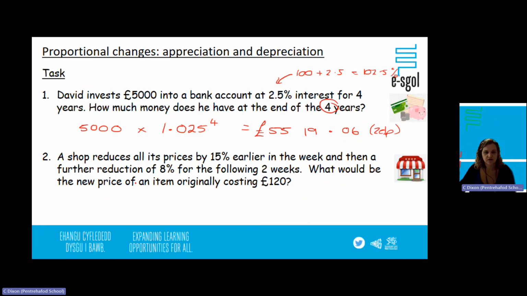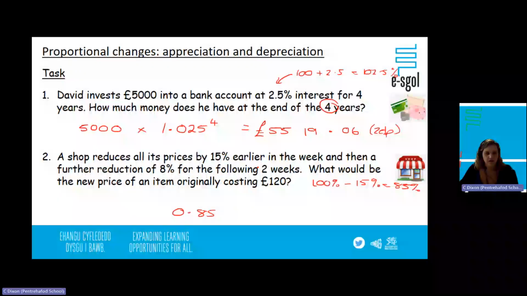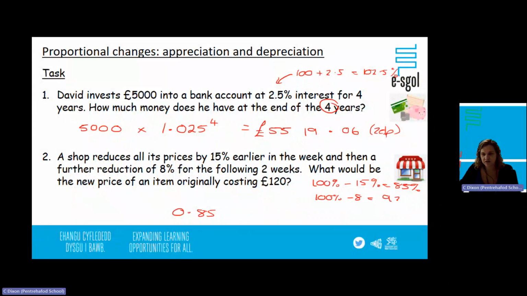Okay, question 2. A shop reduces all its prices by 15%. Okay, so before I carry on reading, I'm just going to do my multiplier. So I'm taking 15% off. That's going to leave me with 85%, which as a multiplier is 0.85. Okay, so it reduces by 15% and then a further 8% after that. Okay, so an 8% reduction would be taking 8 away from 100, which is 92%. So that would be a multiplier of 0.92. But that one says for the following 2 weeks, so that must have a power 2 with it. The 15% was only once.